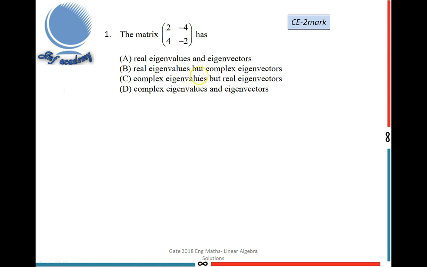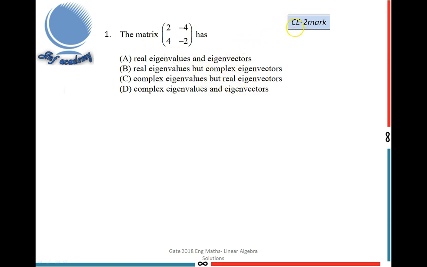Now let's move on to the problem. The first problem is the matrix. One 2 by 2 matrix is given: 2, minus 4, 4, minus 2. There are 4 options. We have to check the eigenvalues type, real, complex or real or complex, and the eigenvectors type, real or complex.